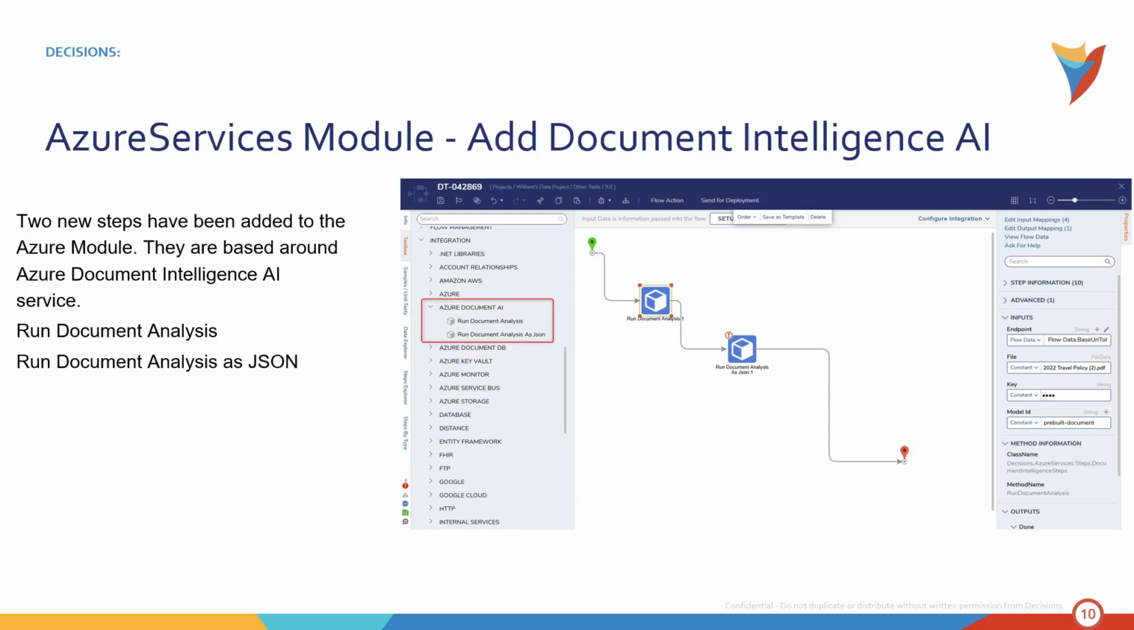We've got two brand new steps for the Azure module, Run Document Analysis and Run Document Analysis as JSON. These are both based on the functionality in the Azure Document Intelligence AI service, allowing us to take advantage of some great features in Azure.